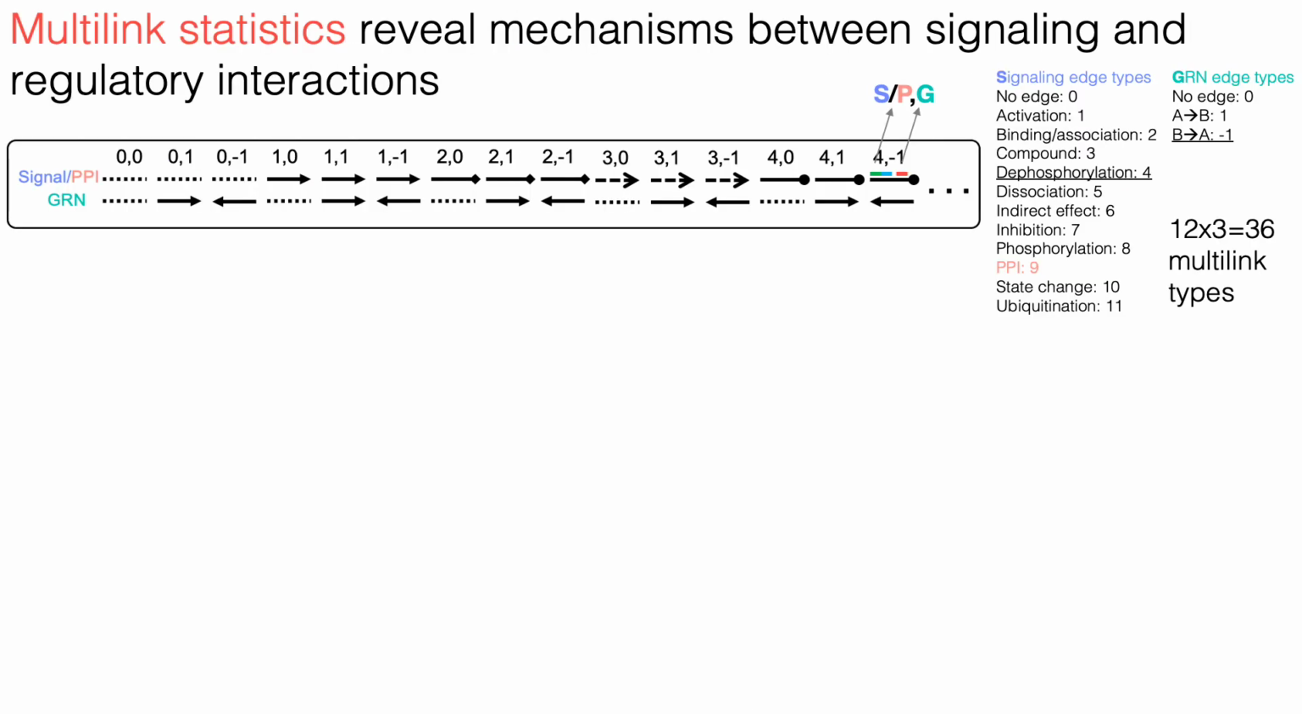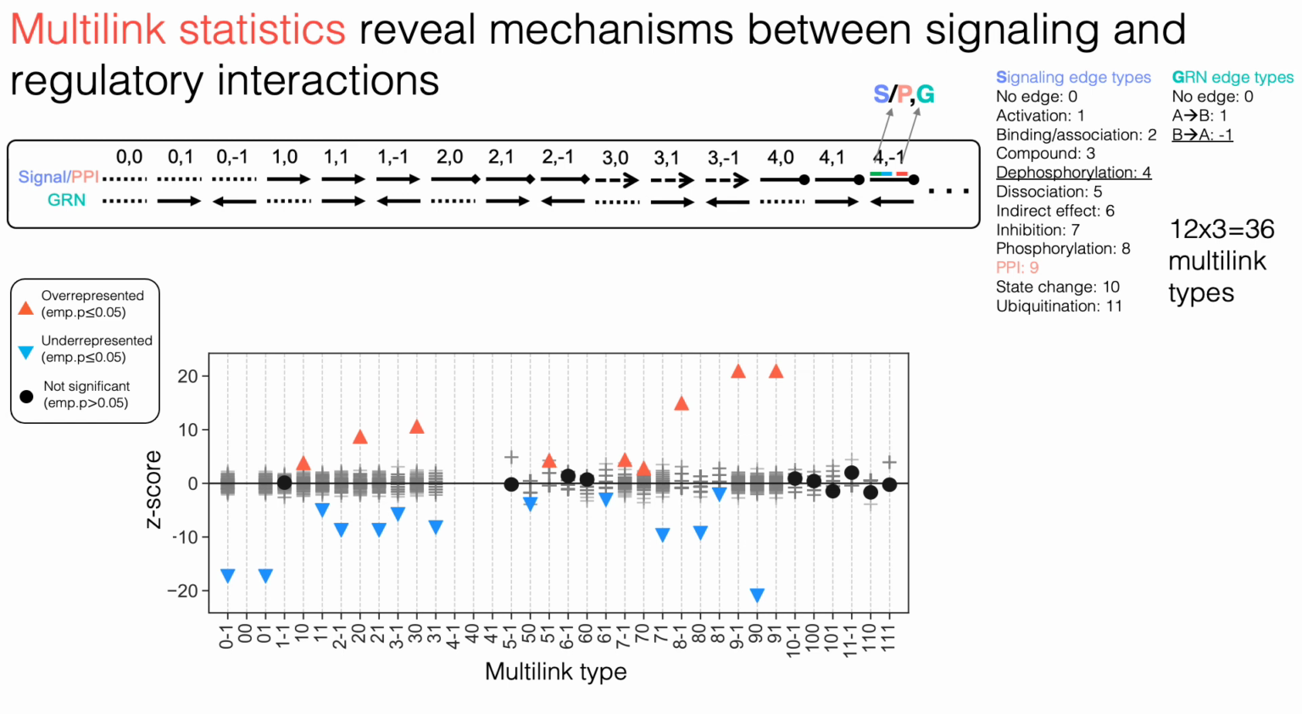Here's what this workflow results in. For each multilink, the first digit represents the edge type of the signaling layer and the second one the gene regulatory layer. Overall, there are 36 possible multilink types. Plotting the z-scores lets us see which kinds of signaling edges are statistically overrepresented and the extent of this overrepresentation. The overrepresented multilink types offer mechanistic insights about the interplay between signaling and gene regulation.